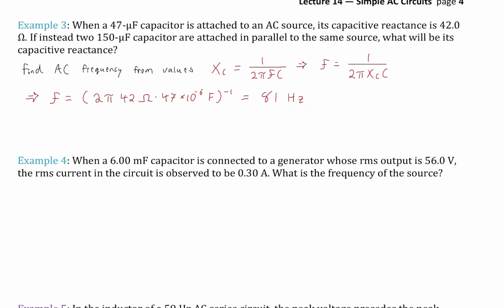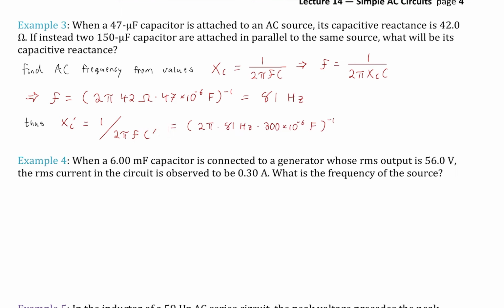Okay, all right, so now that we know that frequency, that's the frequency of our source, now we can consider what happens when we change the value of C, the value of capacitance. So now we're going to find our new capacitive reactance for our new setup of capacitors. Okay, so C prime is the new capacitance. All right, so here it is with our new value of capacitance.